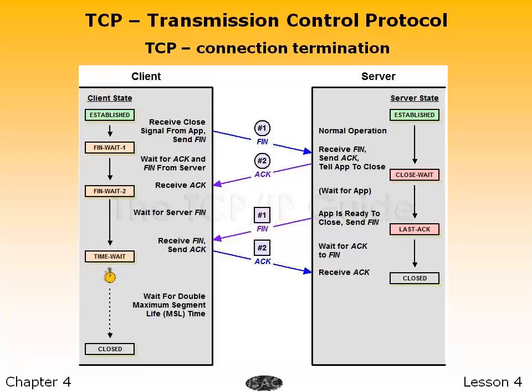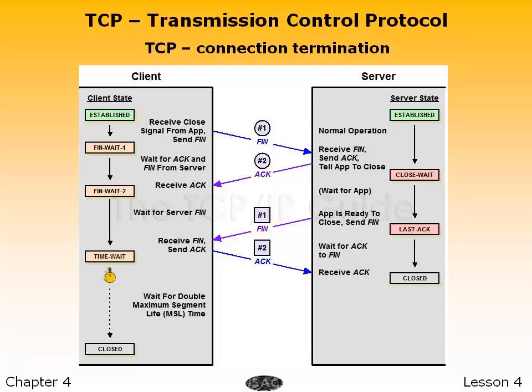Close wait. This is available for server and client, which represents waiting for a connection termination request from the local user. Closing. Both server and client have it available. Represents waiting for a connection termination request acknowledgement from the remote TCP.